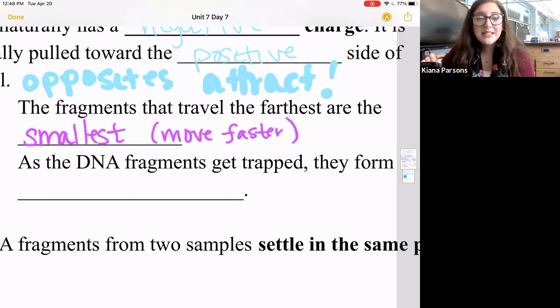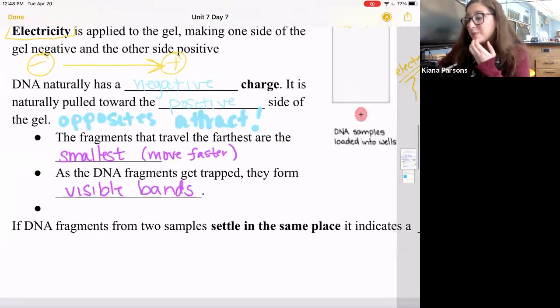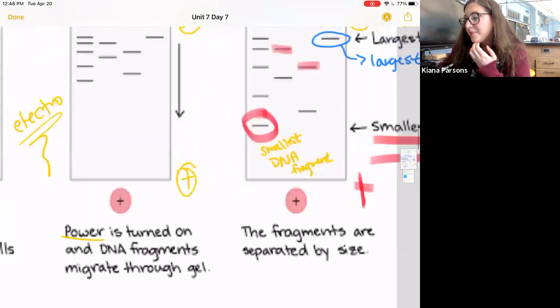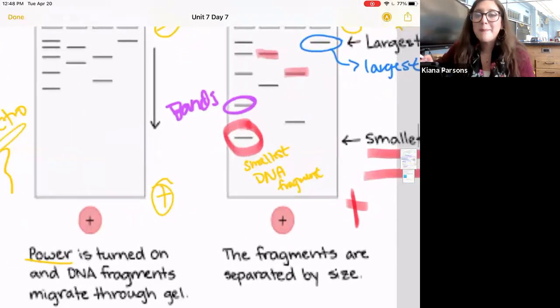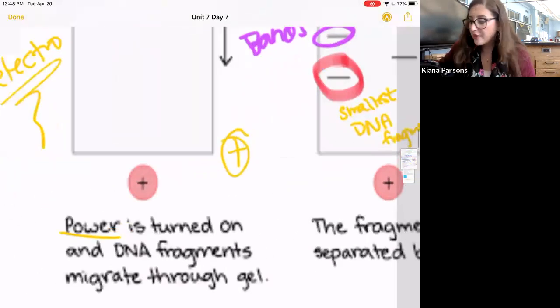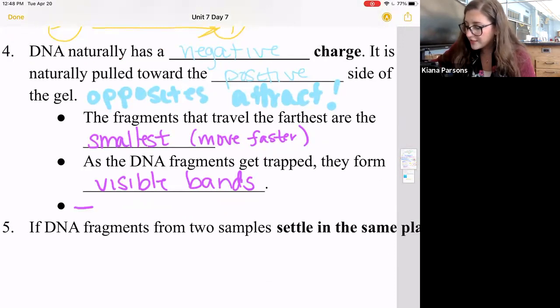As the DNA fragments get trapped in the gel, they form visible bands. And that's what we're seeing here in this diagram. These are the bands. So when we compare, we say it is the banding pattern. And with this little bullet here, you can leave it blank, or you can remind yourself the DNA travels from negative to positive.